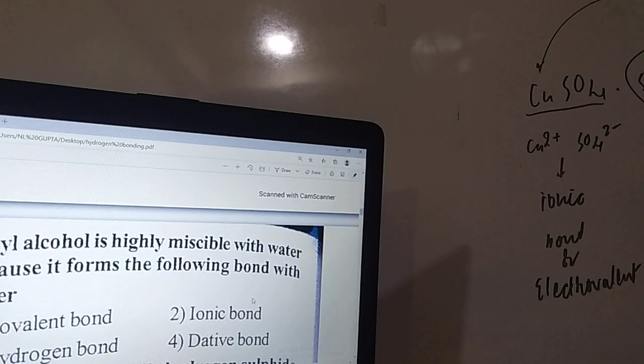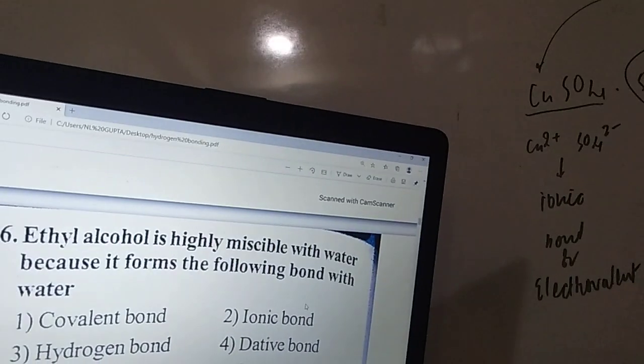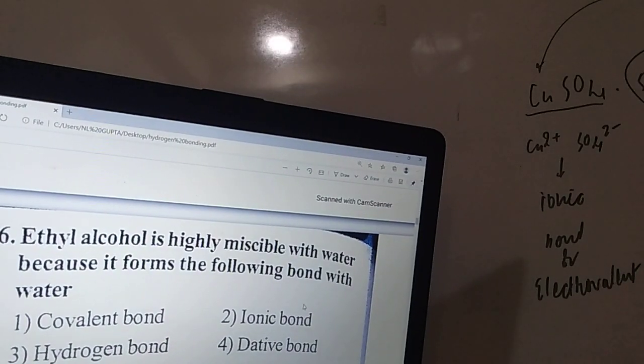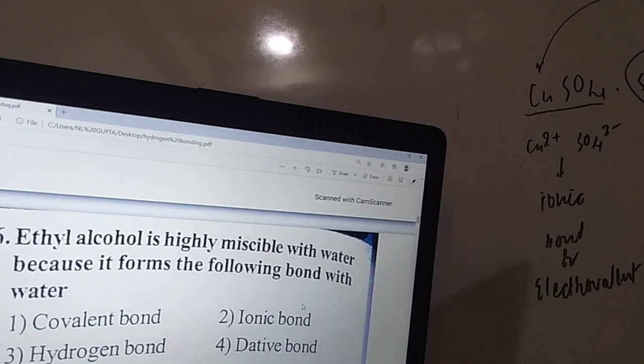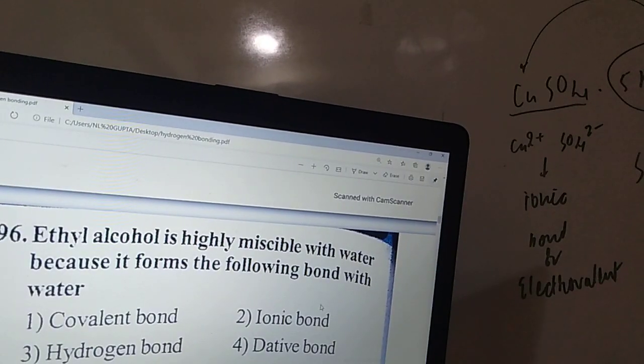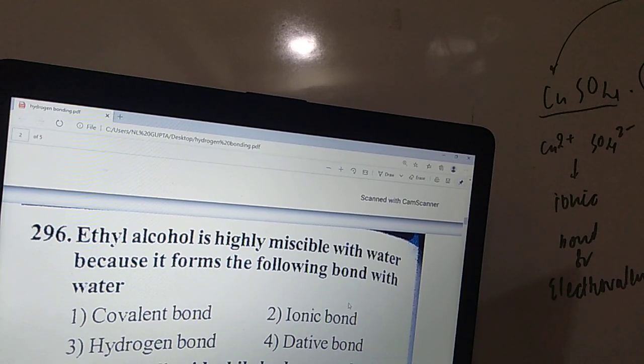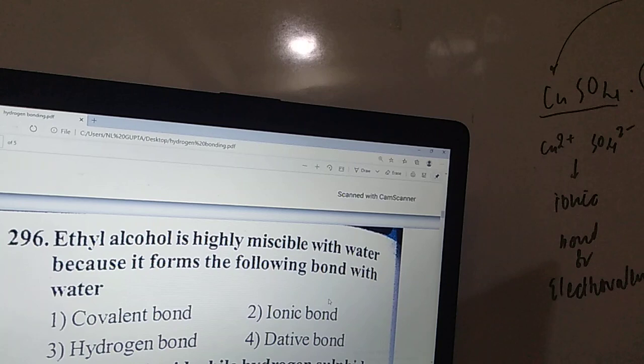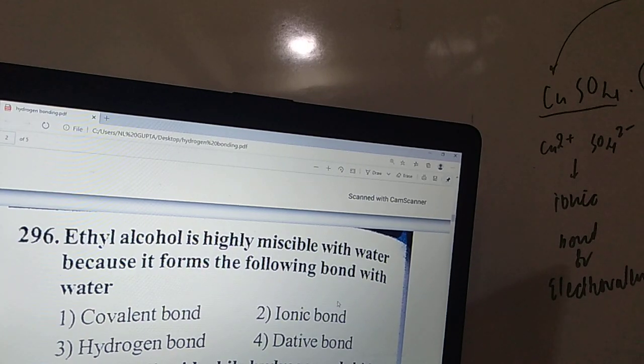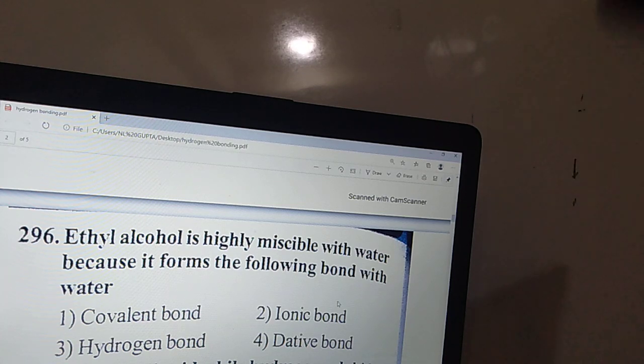Ethyl alcohol. Okay, ethyl alcohol. You see, student, in the slides the position of the laptop is not so proper, so it can create a little problem. But you try to understand, student. Ethyl alcohol is highly miscible with water, because it forms a bond with water. Hydrogen bonding is the very easy example. Ethyl alcohol forms a hydrogen bond with the water molecule. That is why it is easily soluble in water.